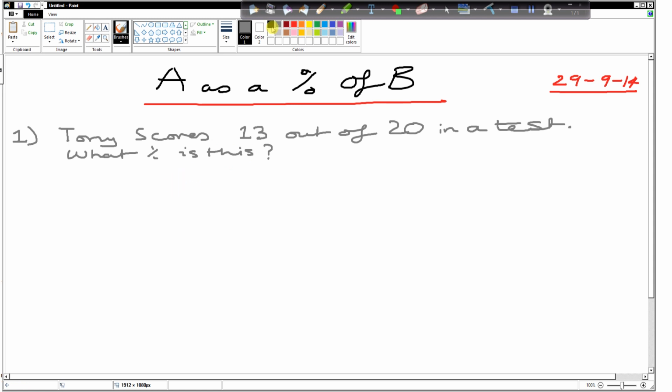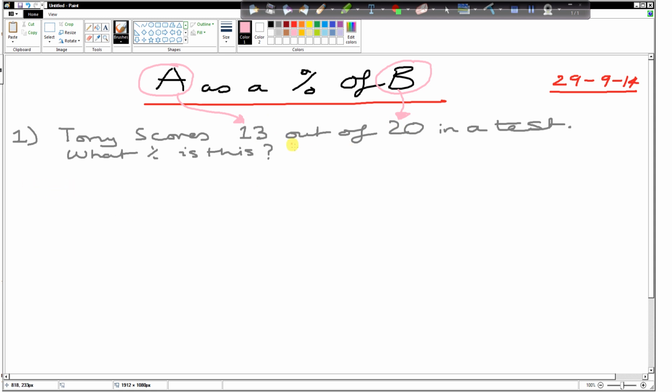Now, what we're talking about here is the A, the 13, the first number, as a percentage of B. So B is the second number. So we want to express 13 as a percentage of 20.